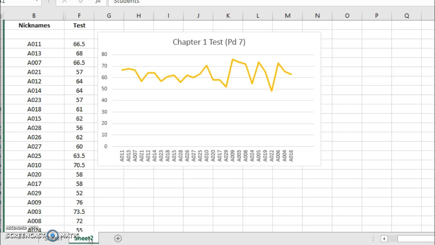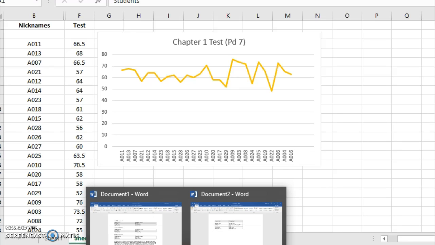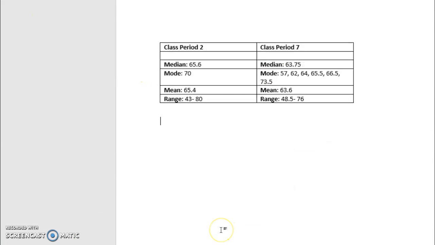They're fairly close. Not so many dips in their scores. The mean was a 63.6. This one had many more modes, many more repeated. They had a 57, 62, 64, 65.5, 66.5, 73.5. The median was 63.75, and the range was slightly smaller, 48.5 to 76. And here's that information I just read off fairly quickly.